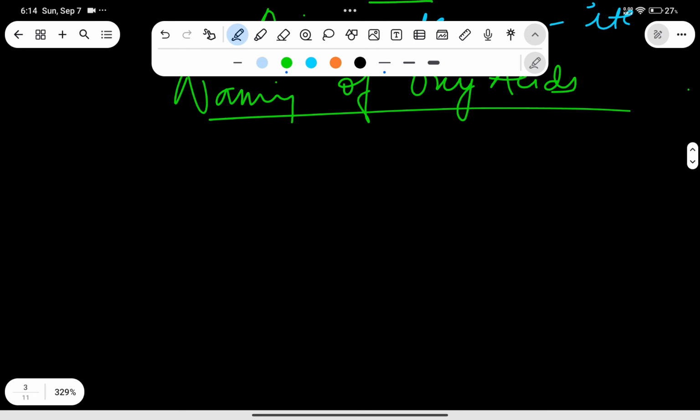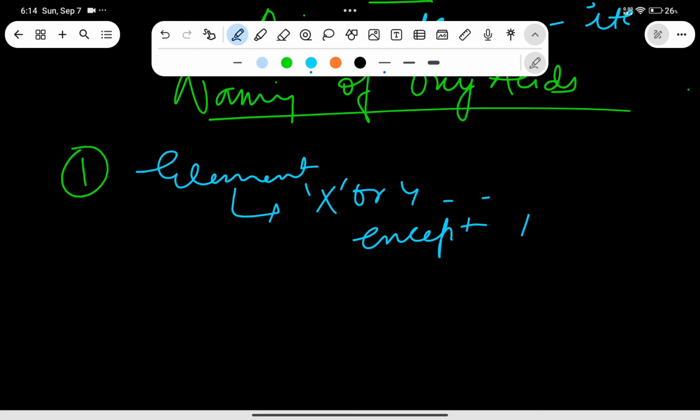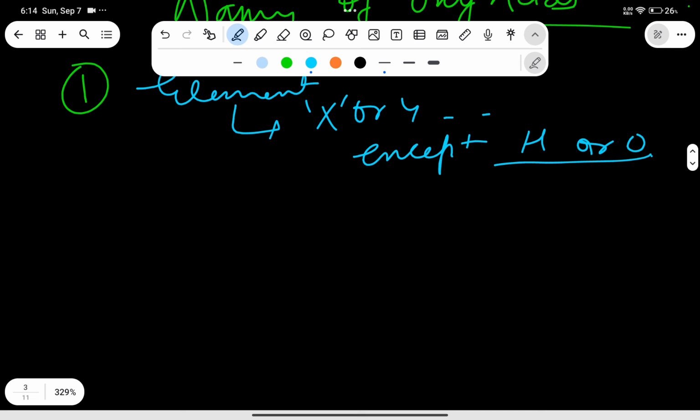So let's see the first point, element. First of all, you have to understand what element is here. We are talking about an oxyacid, so it would have hydrogen, and it would have oxygen. Being an oxyacid, it would have oxygen and one element that defines its property. I am calling that element, whatever X or Y or Z it is, except hydrogen and oxygen, just the element.